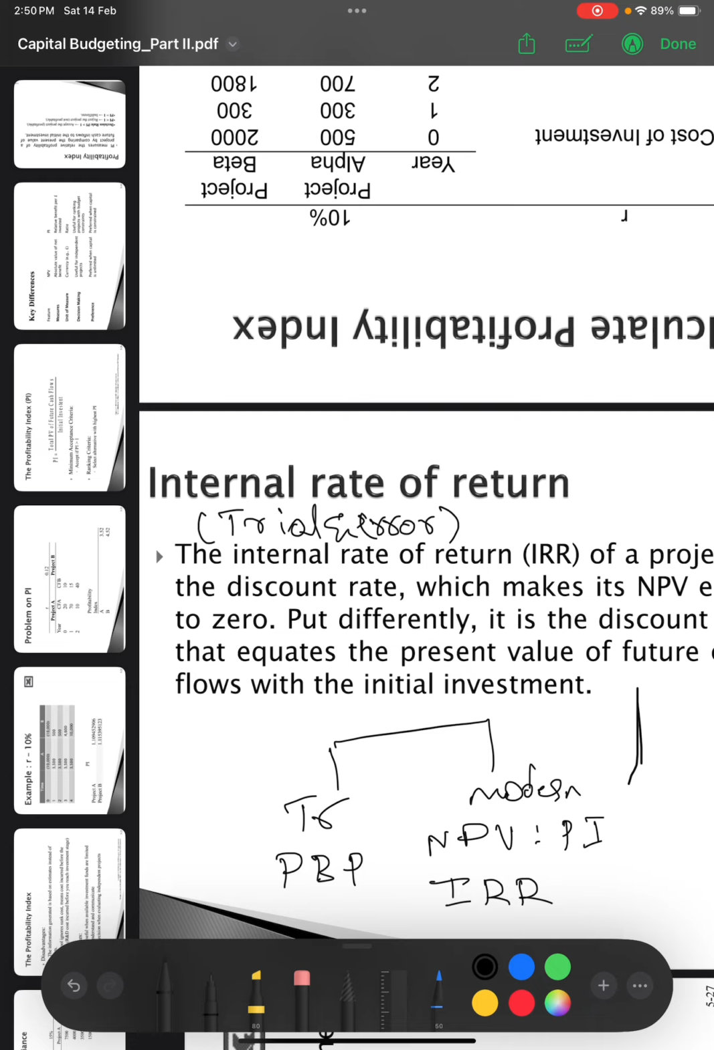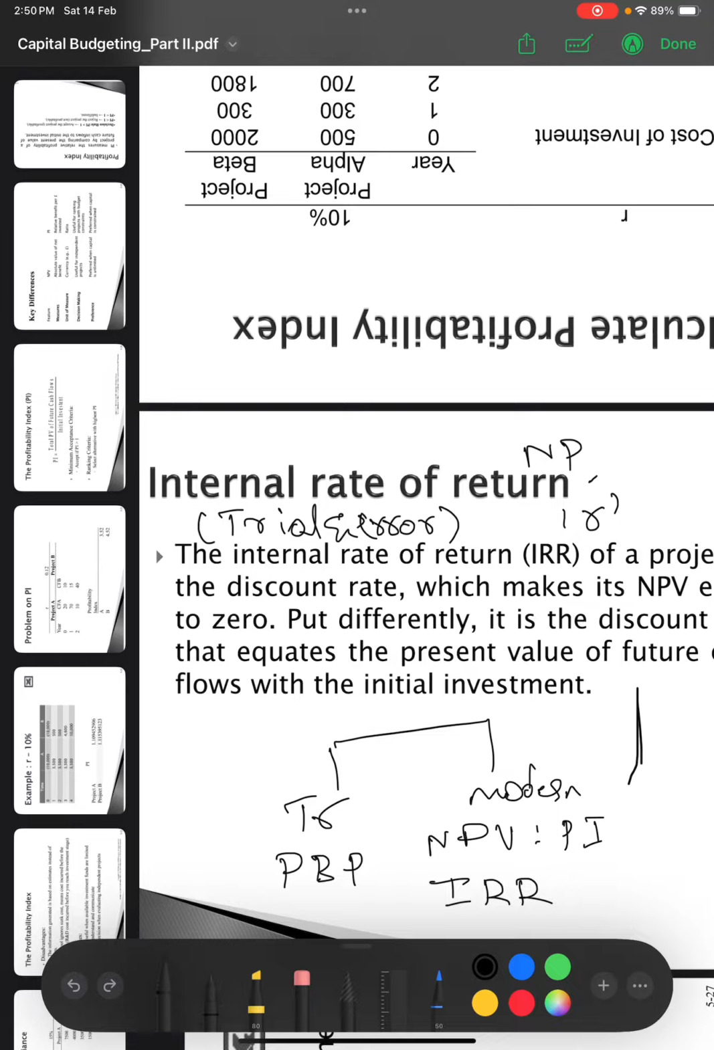It is because we have to find the R which typically makes the NPV 0. So the internal rate of return of a project is the discount rate which makes the NPV 0. That is what we call internal rate of return. This is one of the widely used techniques in the industry.